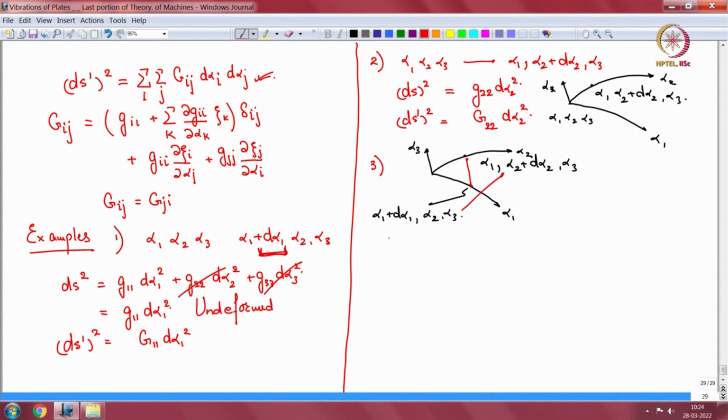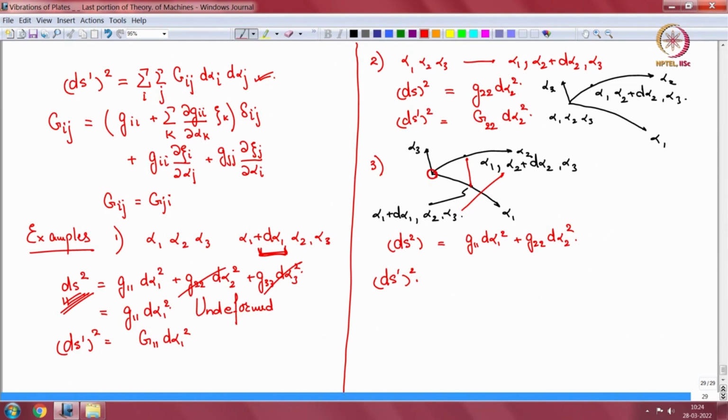Now if we look at this formula here for the undeformed distance, ds square is simply equal to g11 d alpha 1 squared plus g22 d alpha 2 squared. But in order to find ds dash whole squared, we have to have one point at alpha 1, alpha 2, alpha 3.